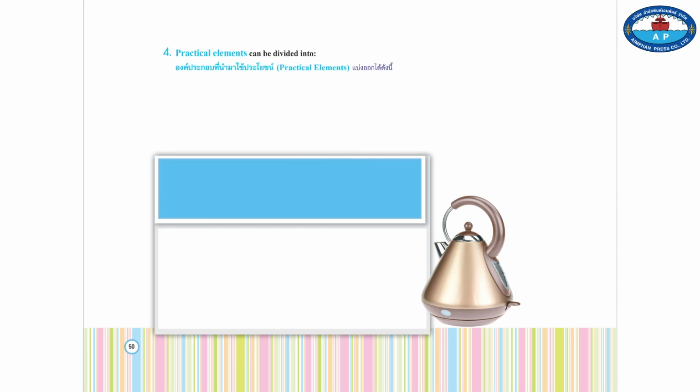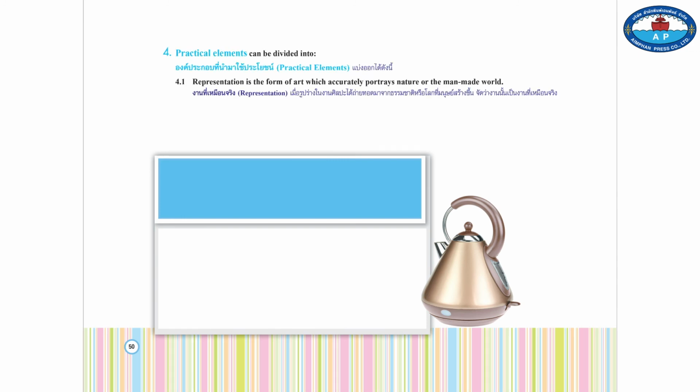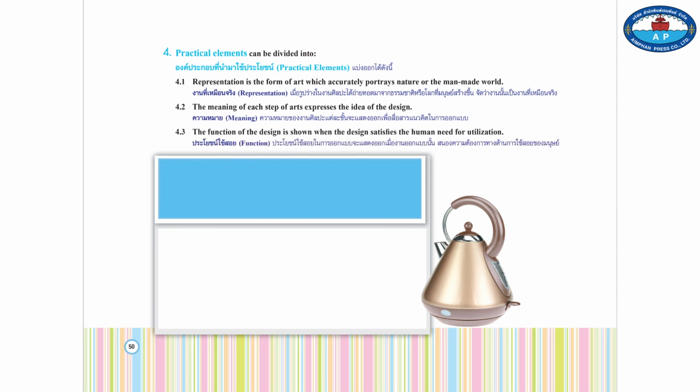4. Practical elements can be divided into: 4.1. Representation is a form of art which is derived from nature or man-made world. 4.2. Meaning of each step of art demonstrates the idea of design. 4.3. Function of design is shown when the designs satisfy the human's need of utilization.